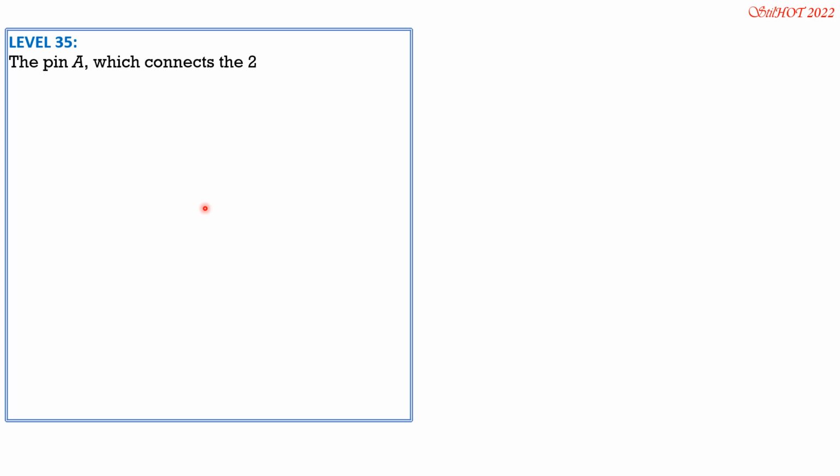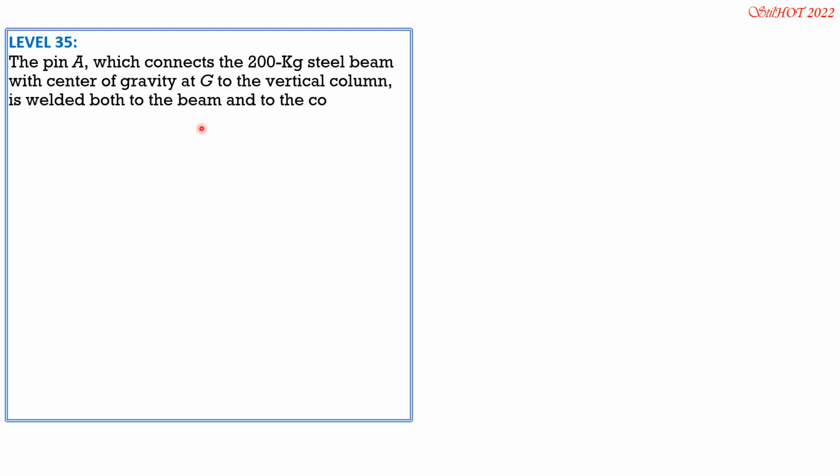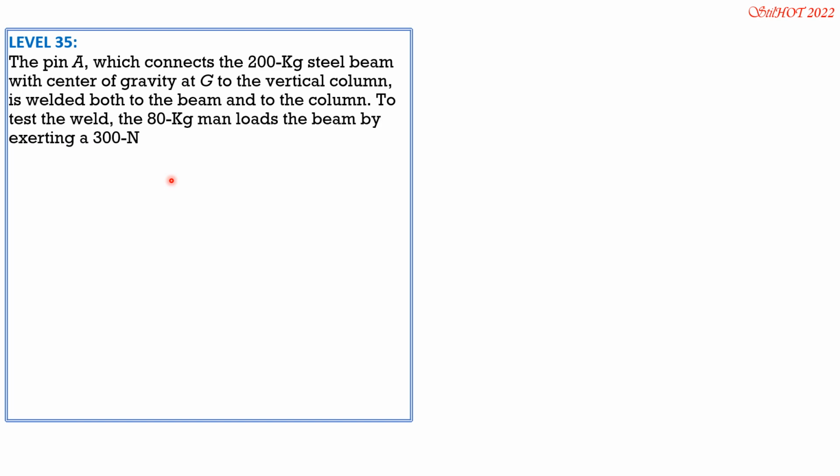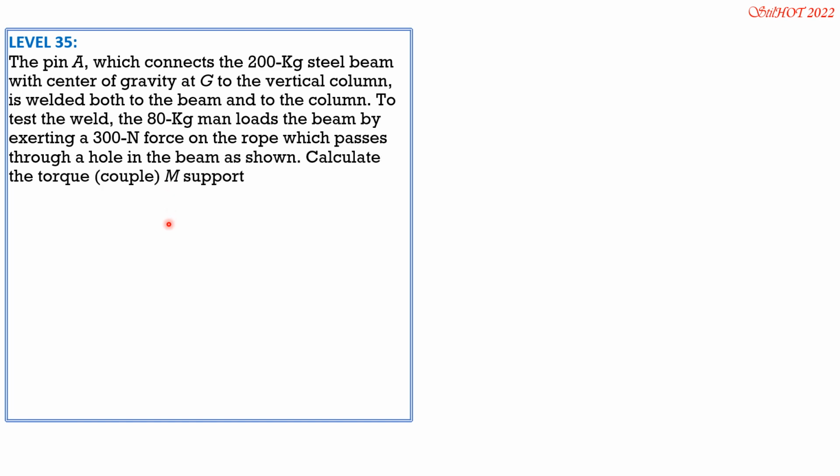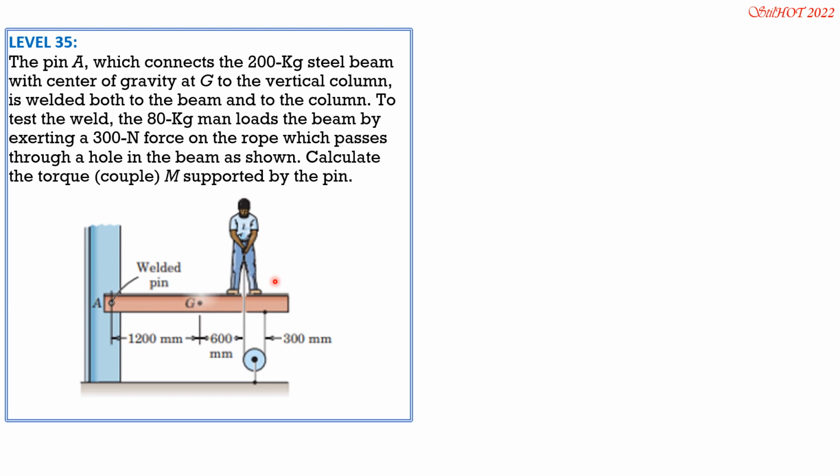The pin A, which connects the 200 kilogram steel beam with center of gravity at G to the vertical column, is welded both to the beam and to the column. To test the weld, the 80 kilogram man loads the beam by exerting a 300 Newton force on the rope, which passes through a hole in the beam as shown. Calculate the torque or couple M supported by the pin. So remember, this is welded, so it can resist horizontal, vertical, and moment or couple.